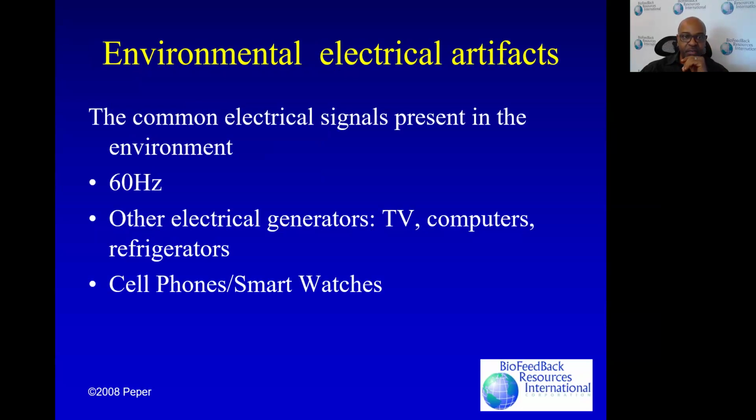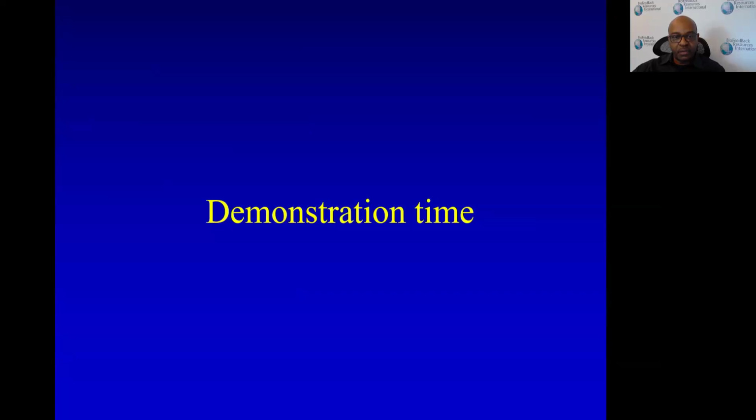Those are things that we would want to reduce or eliminate from the general area that we're going to be working in. If someone has a cell phone, it's best to have them take the cell phone off of their body or out of their pocket and put it on the desk at least a couple feet away from the equipment, things like that. But these are easily managed. And so now we're going to do a demonstration.